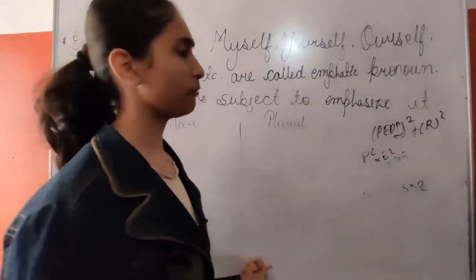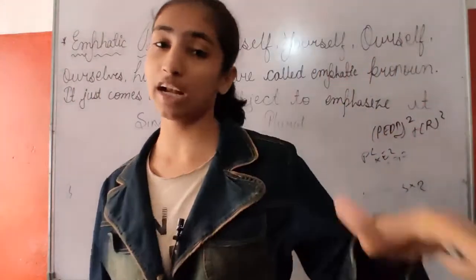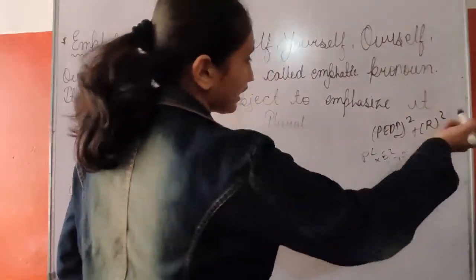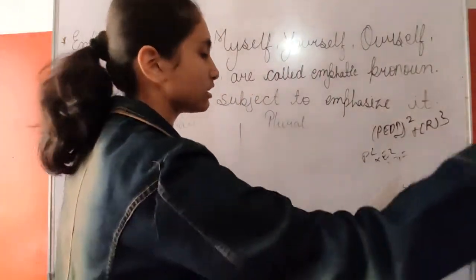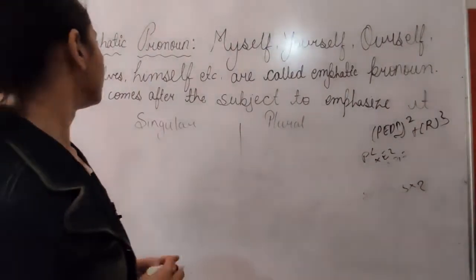D square means demonstrative and distributive. I square means indefinite and interrogative, and RQ, reflexive, relative and reciprocal. Now, emphatic pronoun.